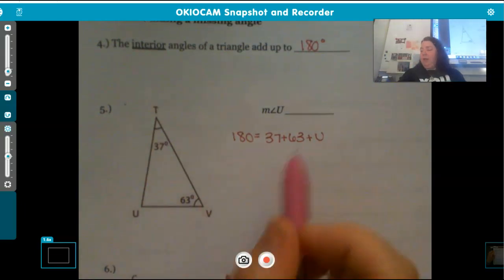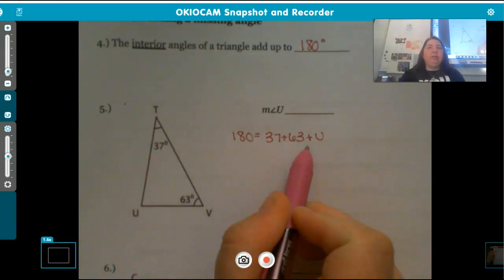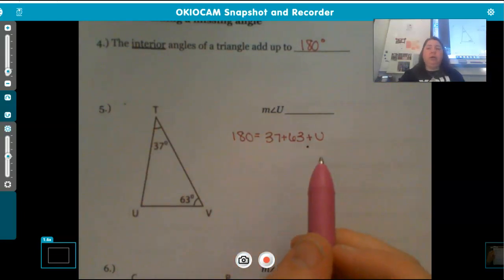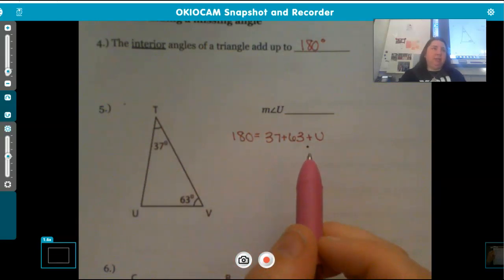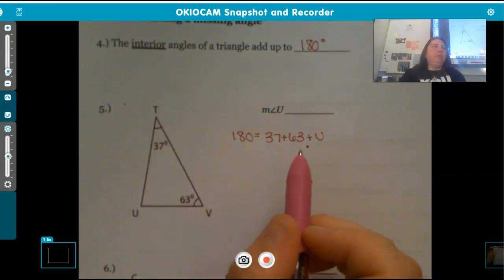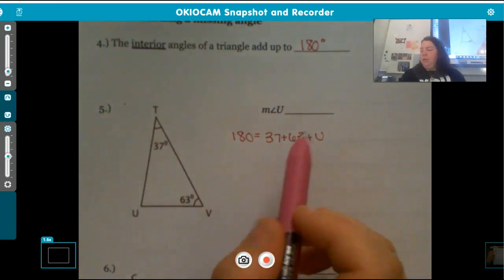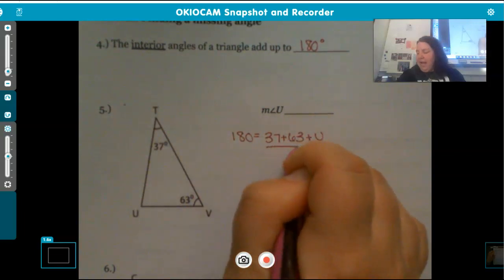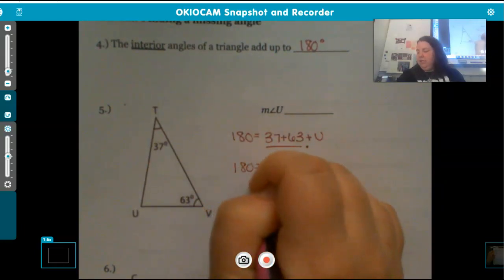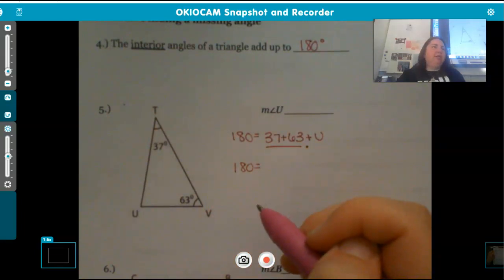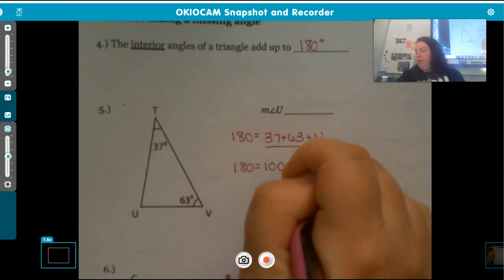So what's our next step? We have our equation set up. How are we going to solve this? I mean, you are going to need the calculator. You're right. How are we going to solve this? Okay, so first thing we want to do is combine like terms. So the first thing we need to do is add our 37 and our 63 together. Somebody stick that in your calculator. Tell me what you get. 37 plus 63. Yep, it's 100. So we end up with 100 plus u.